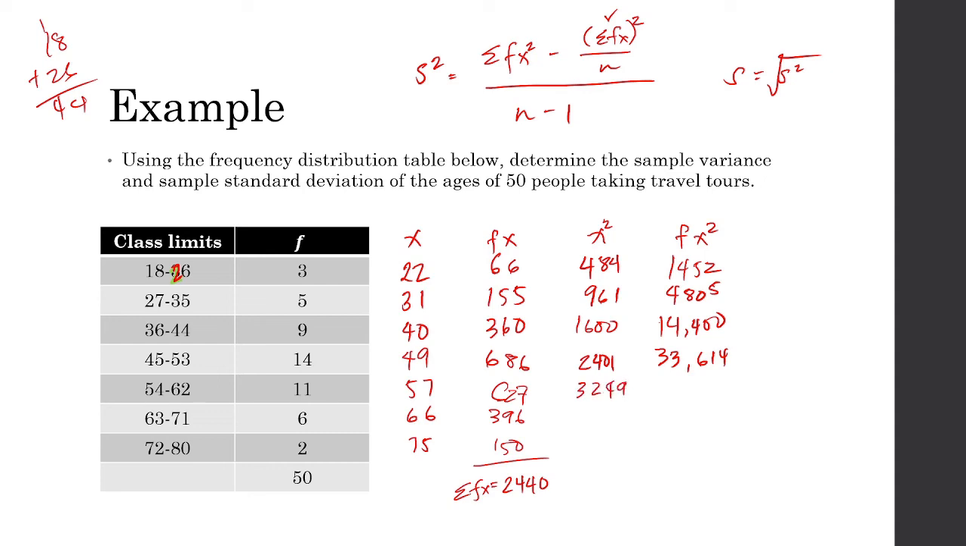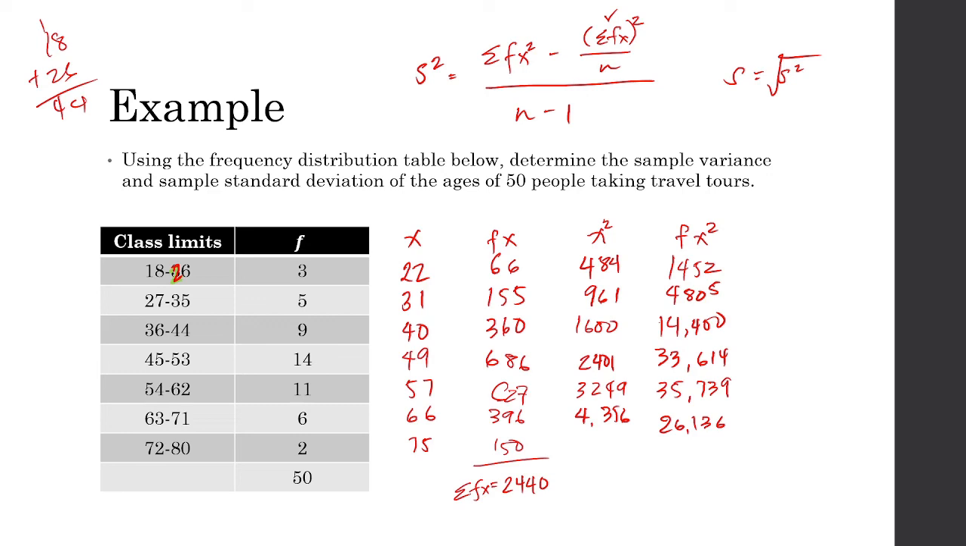Same for 57. 57 square is 3,249. And you just need to multiply it by 11, which is 35,739. Then we have there 66. 66 square is 4,356. Then we just need to multiply it by 6. So we have 26,136.